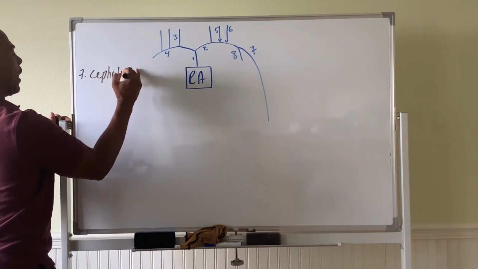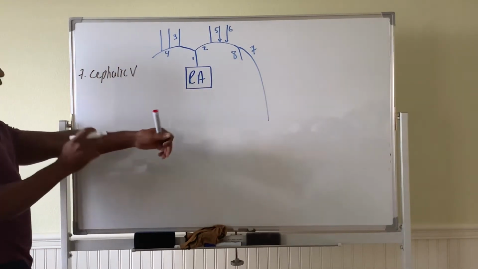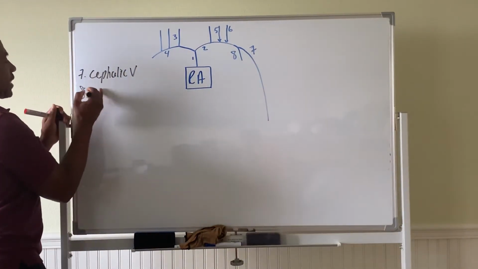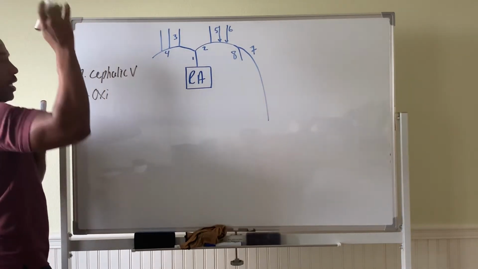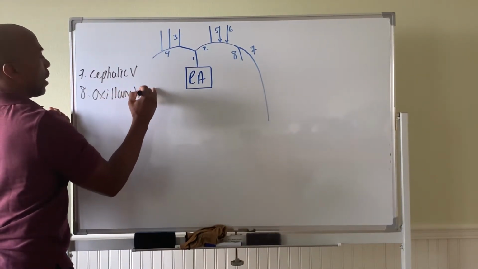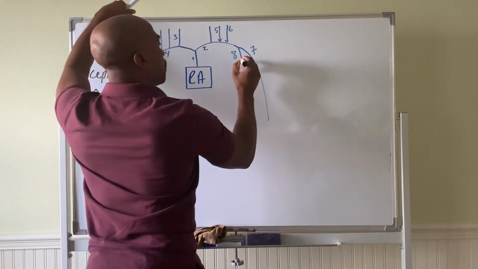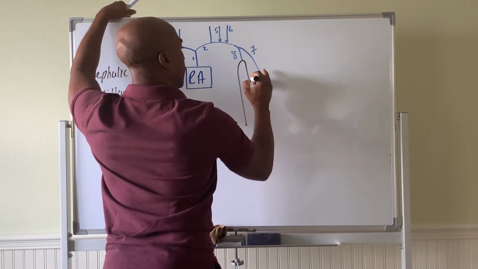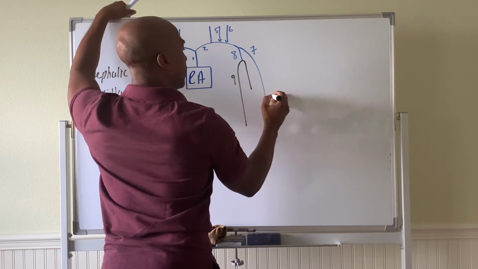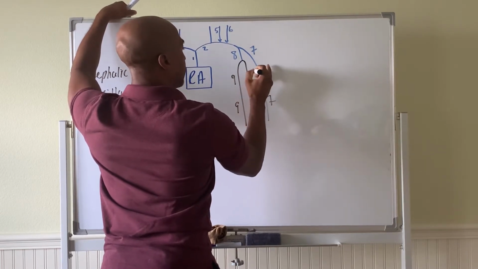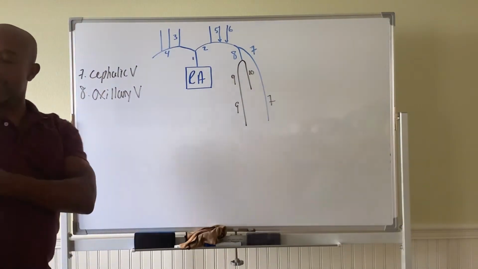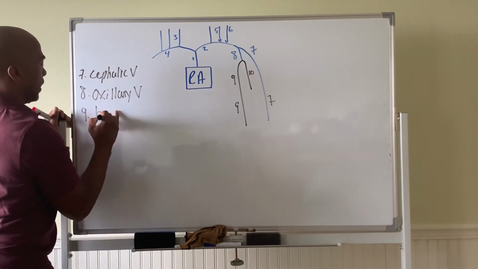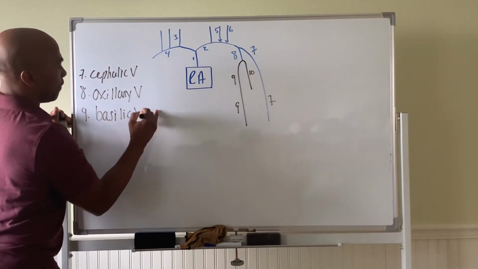Cephalic vein, which runs along here. So here, cephalic, and number 8 is your axillary vein. That again is the vein that runs in the axilla. And the axillary vein is formed by two veins, 9 and 10. So 9 is your basilic vein, runs along here.